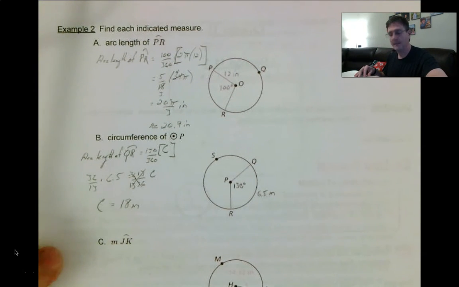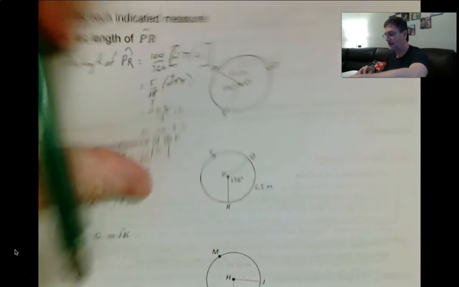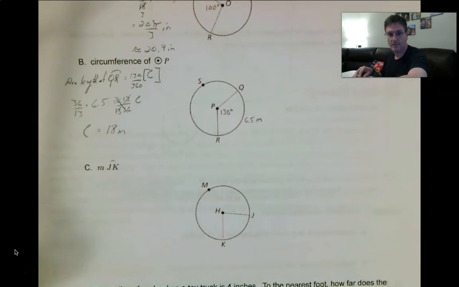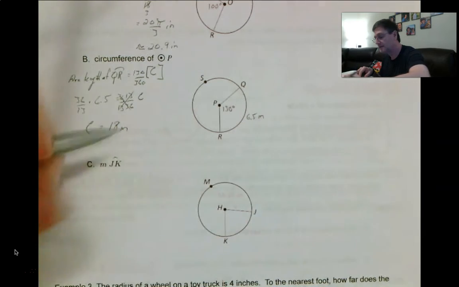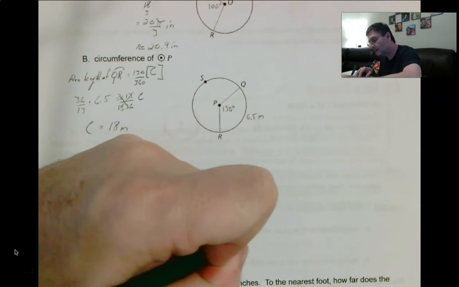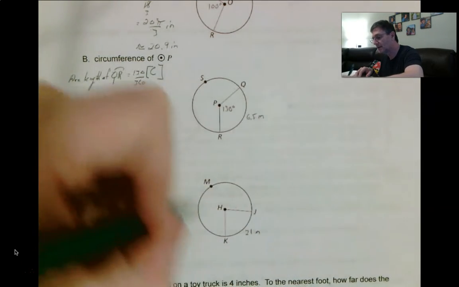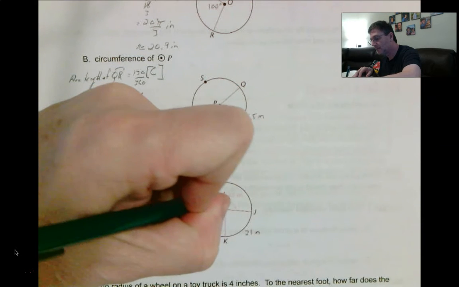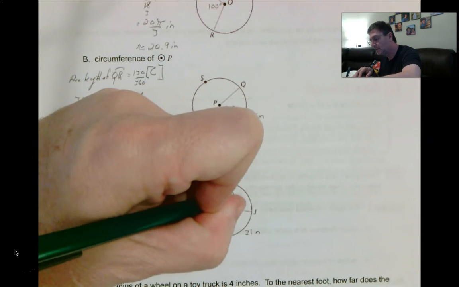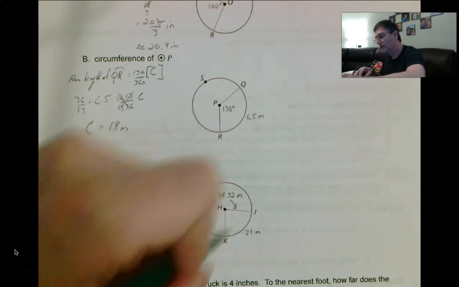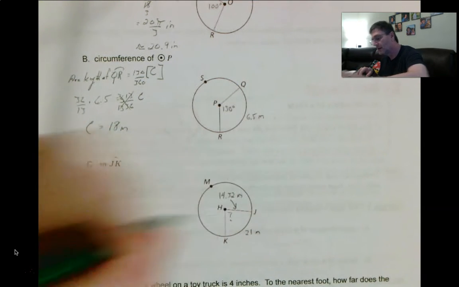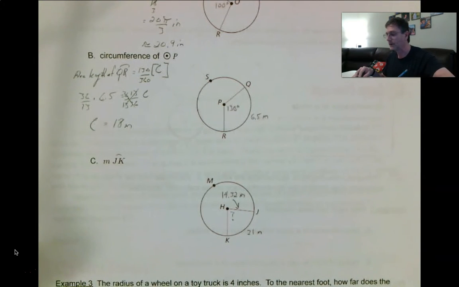There's part B. Part C, we're going to find the measure of the arc in degrees. So we have 21 meters is the arc length, 14.32 meters is the radius. We're looking for the degrees. Okay, what fraction of the circle is it?